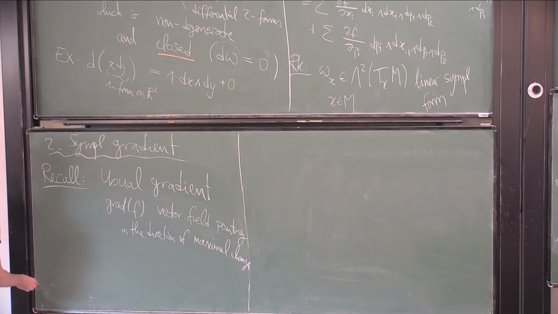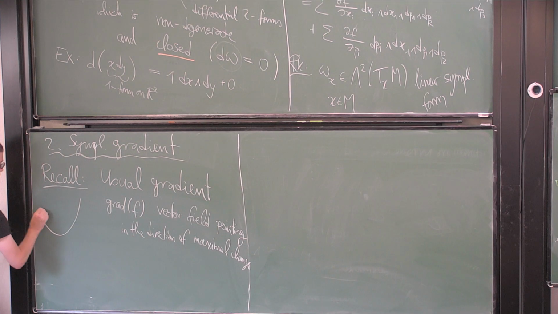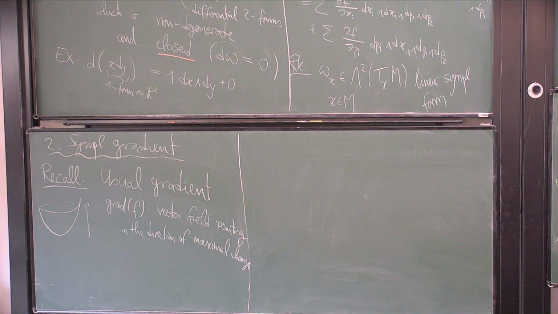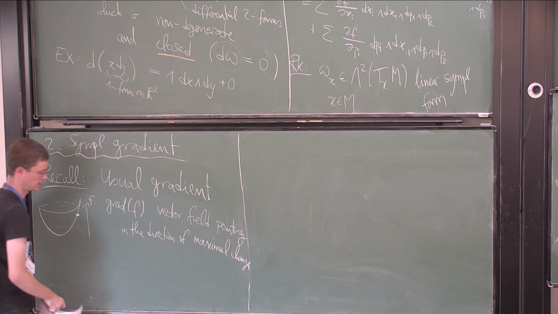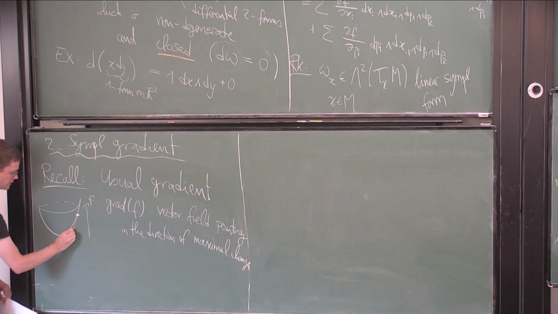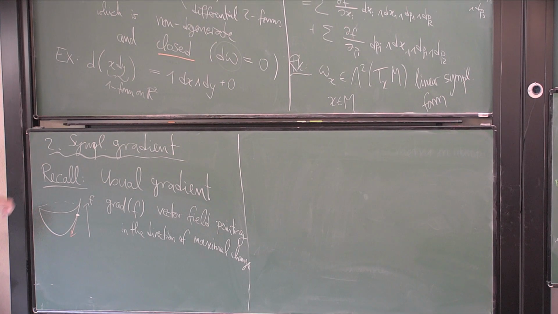Like if you imagine a height function. This is f, this is my manifold f is defined on. Well, then if I have a point, the gradient will point either upwards or downwards, depending on the definition, but it will point in the direction of the steepest descent.